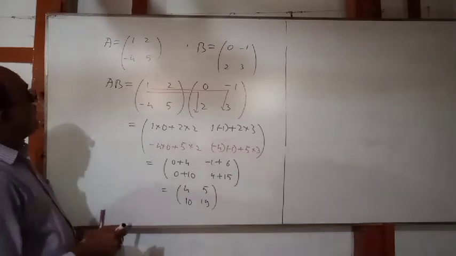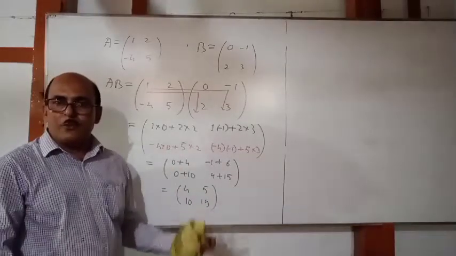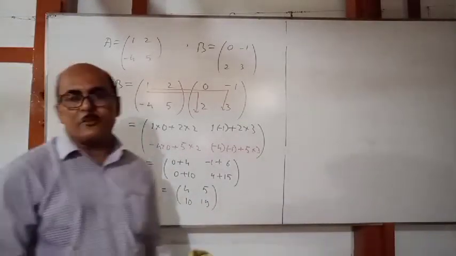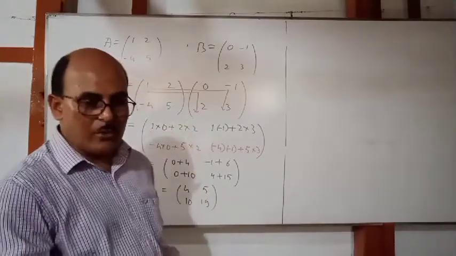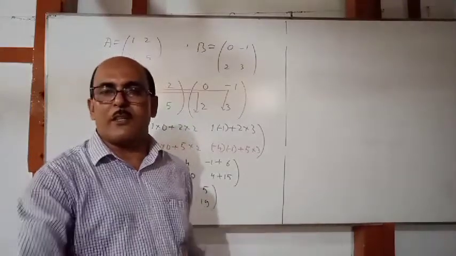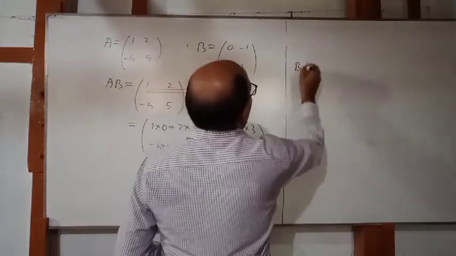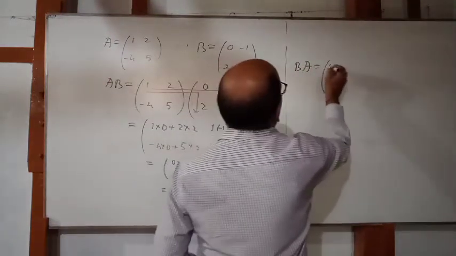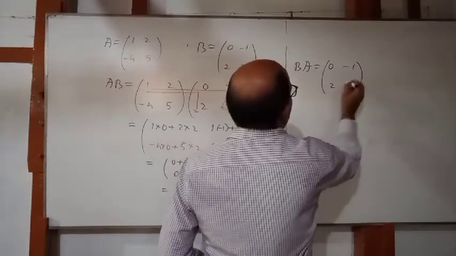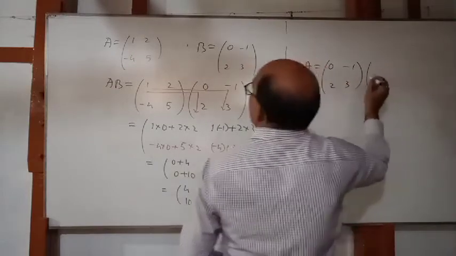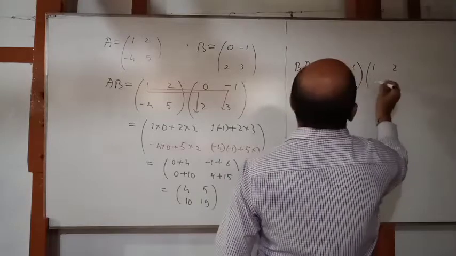See, we have calculated AB as 2 by 2. A is a 2 by 2 matrix, B is a 2 by 2 matrix, so AB is also 2 by 2. 2 cross 2, then 2 cross 2, so first and last also 2 cross 2. Now if we want to find BA, see, BA will not be equal to AB. Size same, but values will not be same.